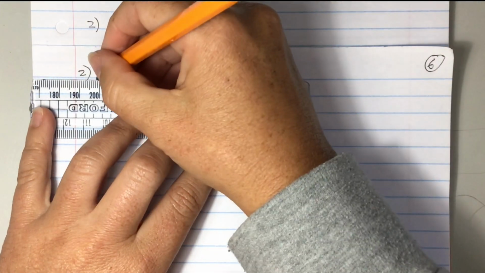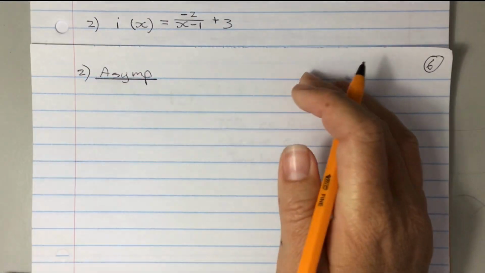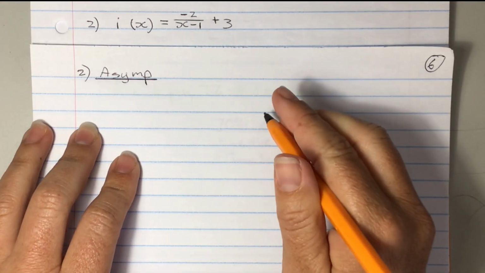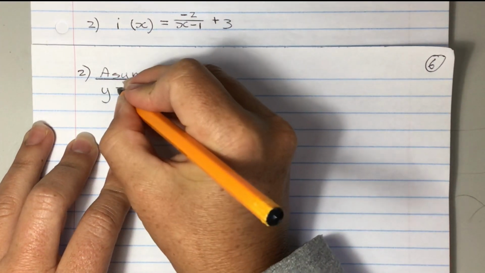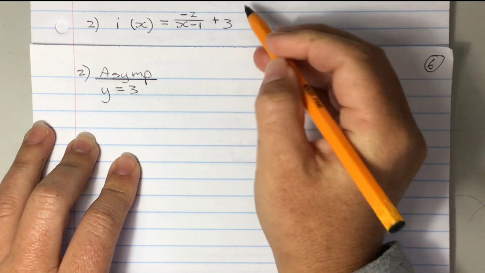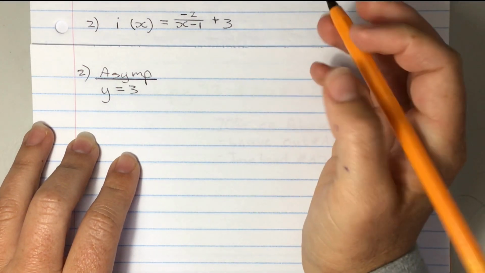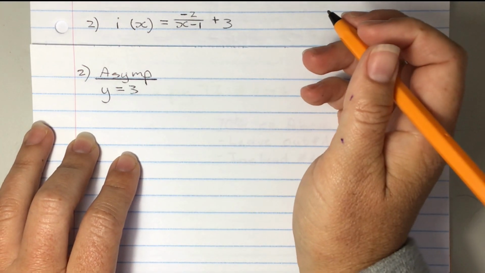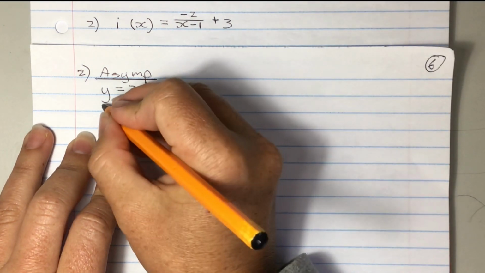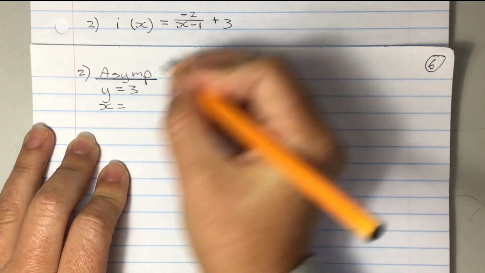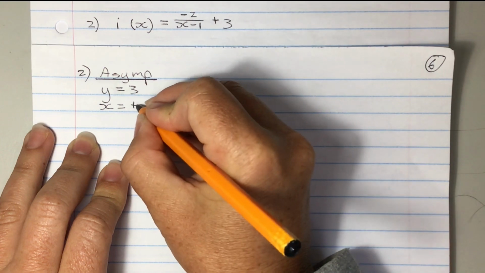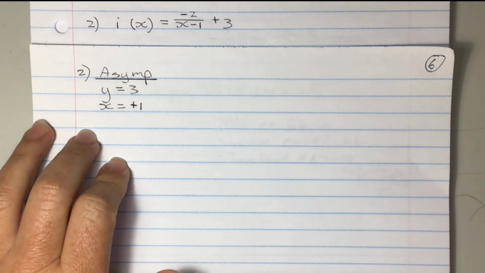So over here, let's start with our horizontal asymptote. What is our horizontal asymptote? Yes, y is equal to 3. We're looking at our q-value. What is our second asymptote? Yes, x is equal to +1. We change the sign.